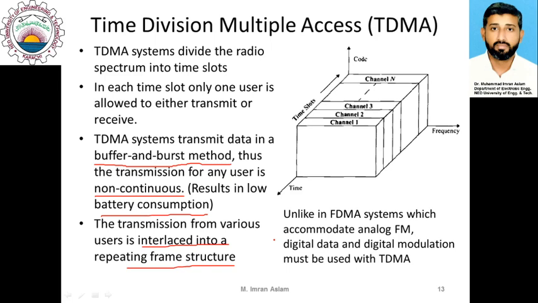Although we generally use analog transmission for the FDMA system, that analog transmission cannot be used for the TDMA system. The TDMA must be based on digital data and digital modulation schemes in order to have successful transmission.